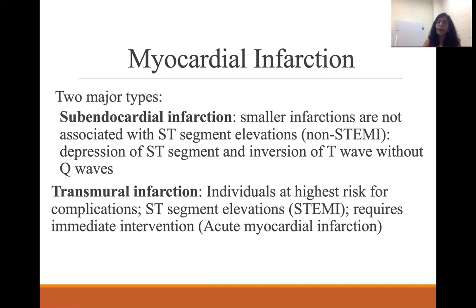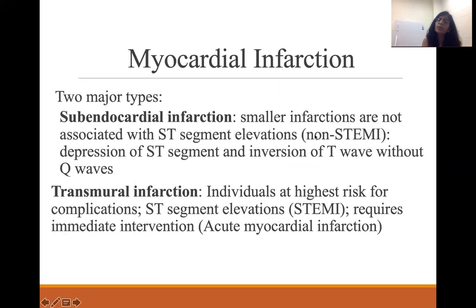Okay, we just saw that there. And one is subendocardial infarction, the other one is transmural infarction. Transmural infarction is the most serious kind. That is where the infarction is within the wall, okay, within the actual myocardium. Okay, so that is transmural infarction. Individuals at highest risk for complications, ST segment elevation is seen here, requires immediate intervention.